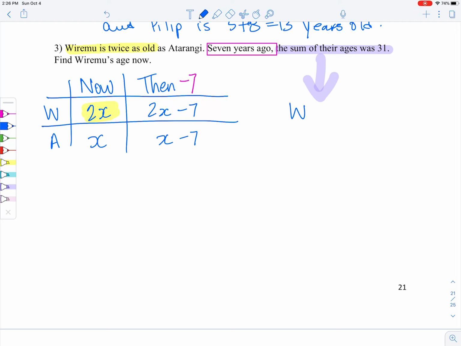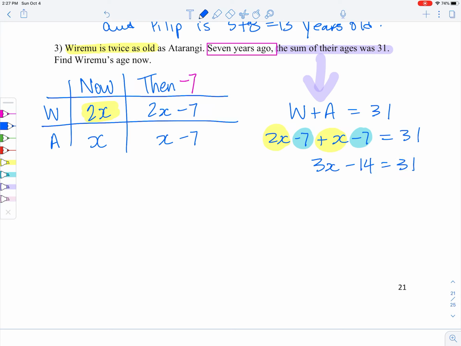We're going to use that to build our equation. So that means Wairemu plus Atarangi equals 31. Wairemu was 2x minus 7. Atarangi was x minus 7. And altogether that equals 31. So collecting like terms, I get 3x minus 14 equals 31. I'm going to bring the minus 14 to the other side. So 3x equals 31 plus 14. That gives me 45. 3x equals 45. Divide both sides by 3. And we get x equals 15.